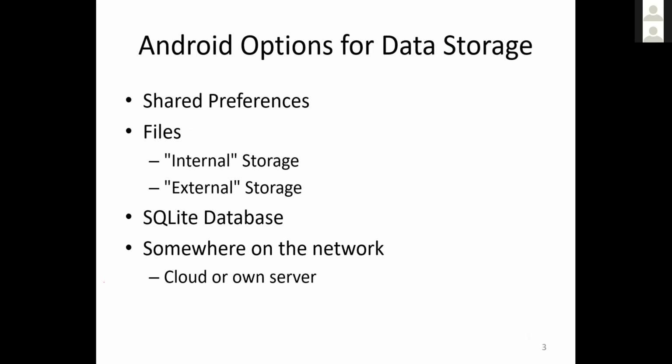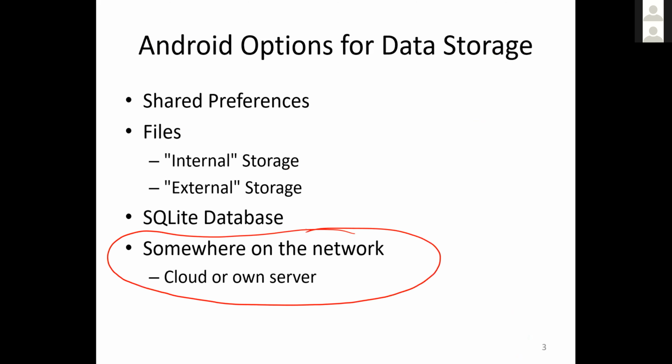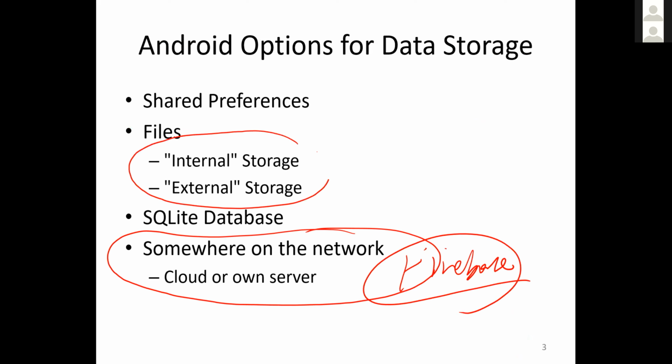So somewhere in the network, cloud or server, this is what you have with things like Firebase or such. So there are internal storage, external, and all that, and then there's shared preferences.